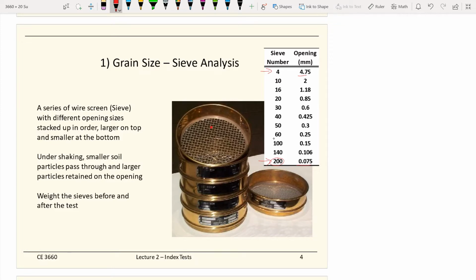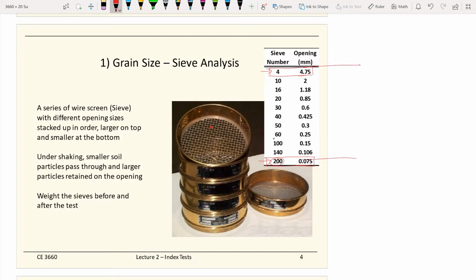As geotechnical engineers, those sieve numbers and sizes, particularly number 4 and number 200, are the ones that we assume everyone can memorize and understand. They are part of the terminology, the geotechnical language that we need to pick up, because those two sieves define the different types of soils that we will deal with.